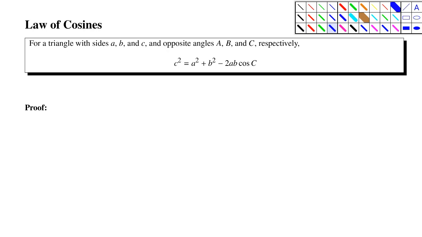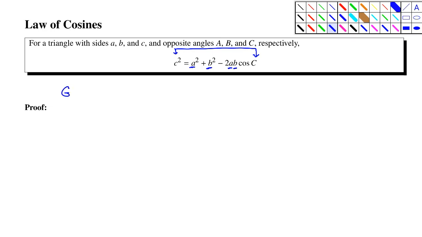Now there are other ways that you can permute the letters, but the basic idea is the following. The quantity that is on the side by itself that is squared is the opposite side to the angle that's given in the cosine here. So the c squared and the cosine of C, those go together, and then you're just going to have the other two sides floating around within this formula here. So let's go ahead and prove this.